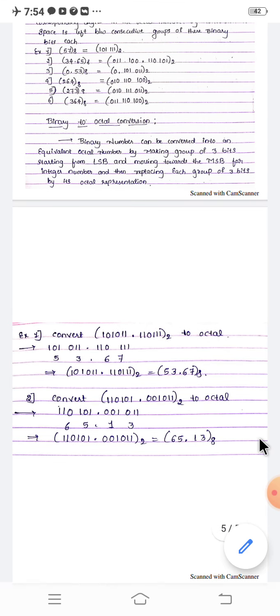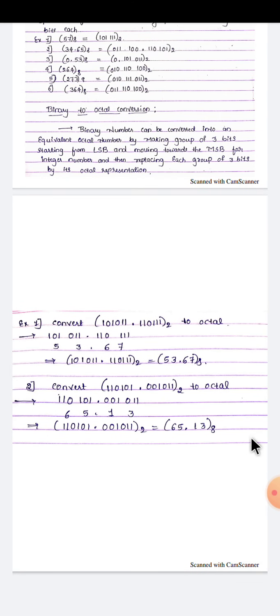In the next class onwards, I want to discuss the hexadecimal number system. Before coming to that class, first read these 3 classes. If you have any doubts or questions, please contact me.